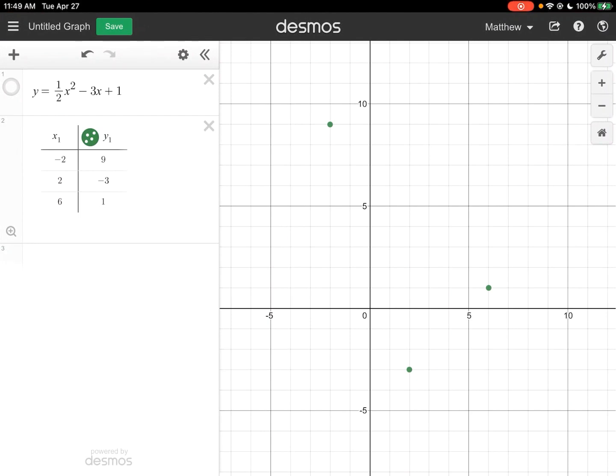In Desmos here, I plotted the 3 points. I used a table to make the 3 points. And then I typed in the parabola, and I'm going to reveal it now. And sure enough, it winds up being the correct parabola that passes through all 3 points.